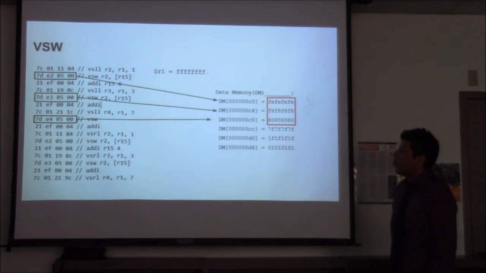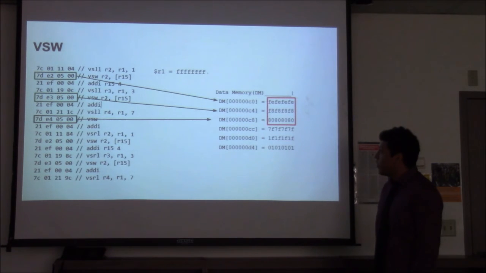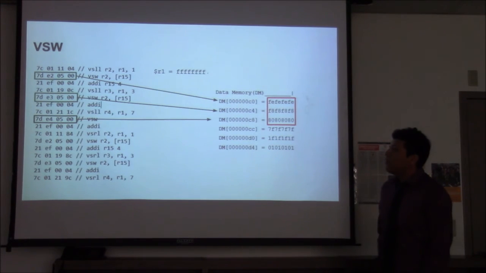Here's a vector store word, where we're just storing register 2 into the memory addresses C0 to C8. Again, we have to do an add immediate by 4 on register 15, which has the memory address, so that we can store into the next memory addresses, which are C0, C4, and C8.